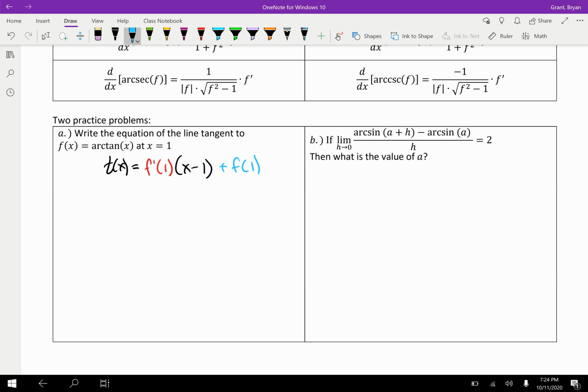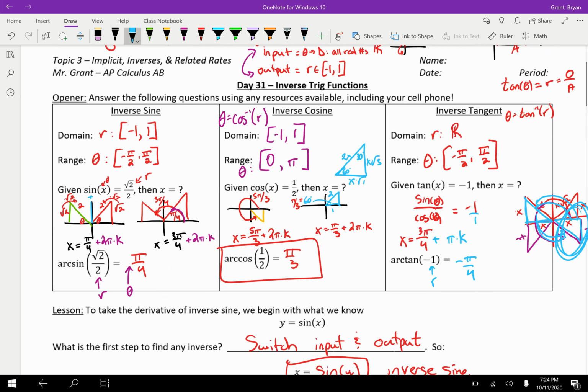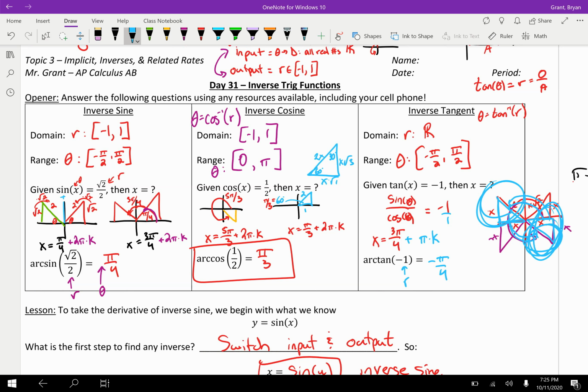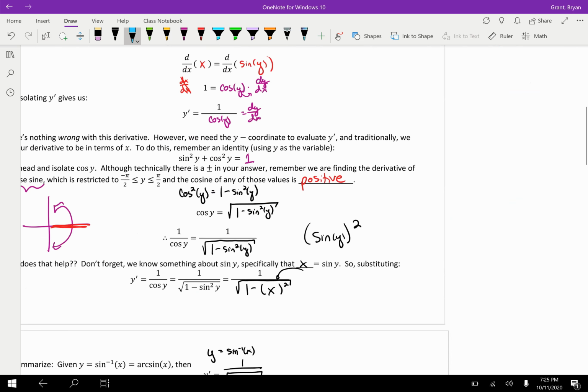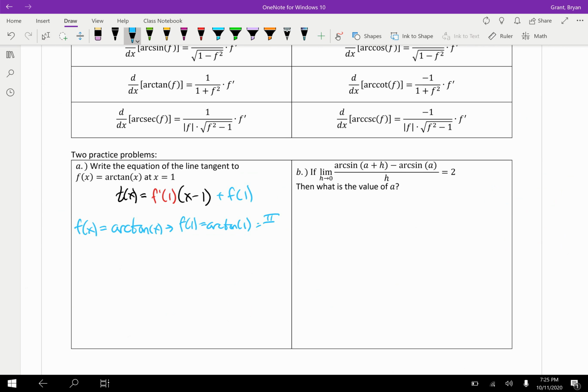Color-coded this time, winning. So let's start with f of x. We know f of x is the inverse tangent function, and they're asking us to find f of 1, which is the inverse tangent of 1. Again, cheating a little bit. We did something similar to this on the opener where we talked about the inverse tangent of negative 1, right? So the inverse tangent of positive 1 is going to be in the first quadrant. Sine and cosine are the same at pi over 4, so when you divide them, you get an answer of 1.